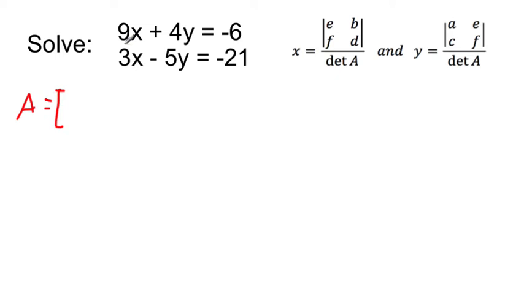So I have a 9, 4, 3, negative 5. And don't worry about these two guys quite yet, because these are not coefficients, they are constants. They do not have a variable. This negative 6, that's going to be my E. This negative 21, that's going to be my F.